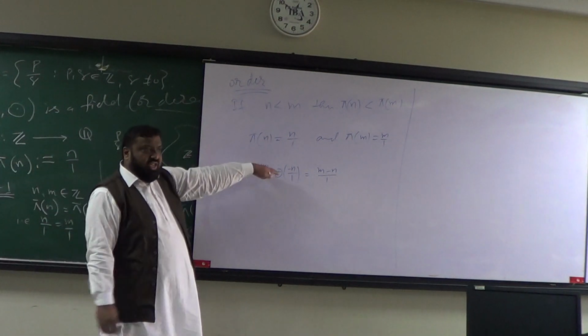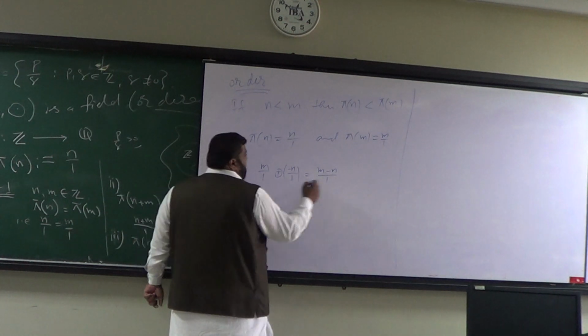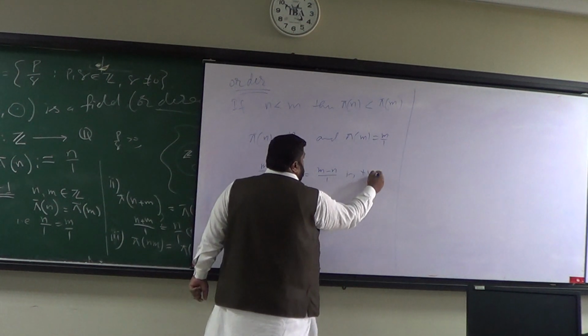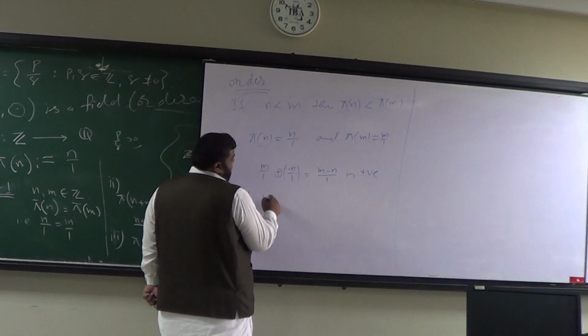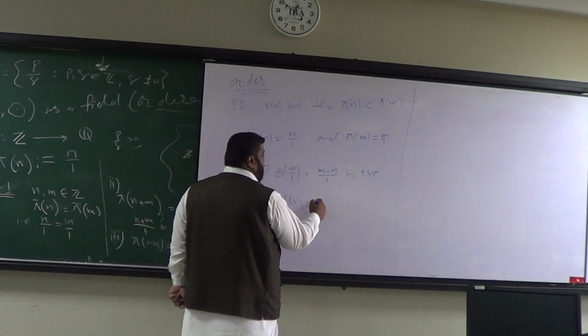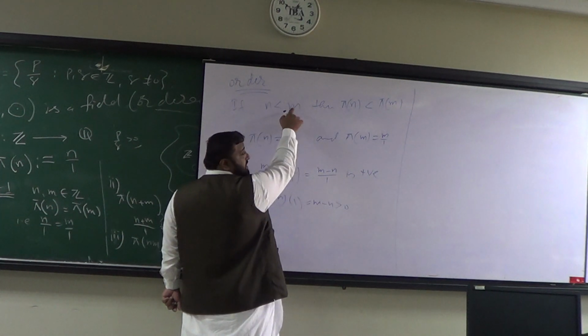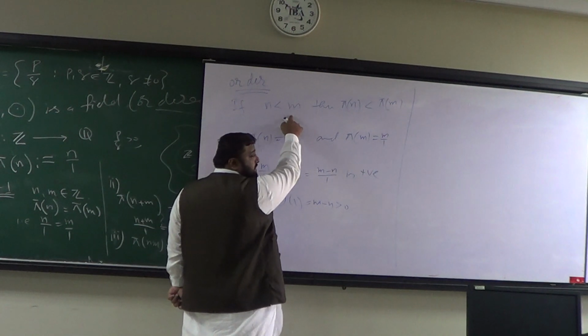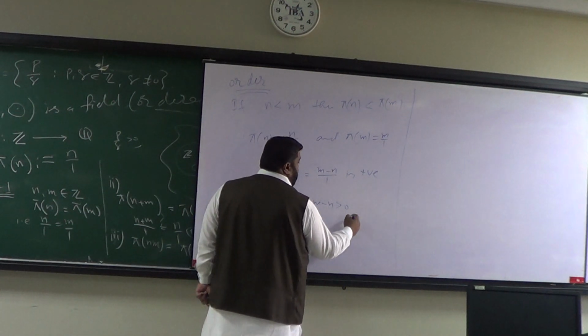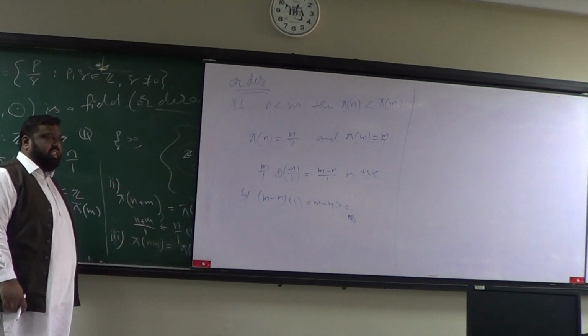You take the denominator and numerator and multiply them. Okay, it is positive, because if you take m minus n and multiply it with one denominator, it's equal to m minus n, which is greater than 0 because n is smaller than m. Okay? So that's it. Is it making sense?